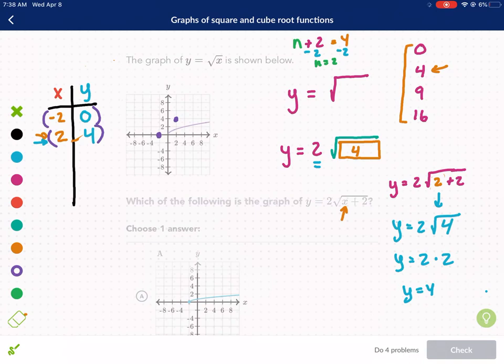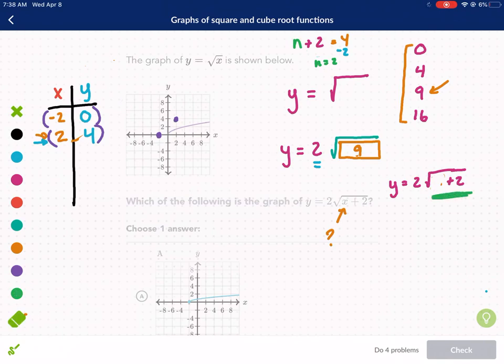I'm going to do one more time just so you really understand what we're doing here. Let me erase this value, erase this 2, and the work. Now I want underneath the radical to be another perfect square. So let's choose 9. We want underneath the radical to be 9. So what do I need to put into x to make it equal to 9? Well, I can go back up here, and I know I'm going to have to add 2. Right here, I have to add 2 to that value to get 9.